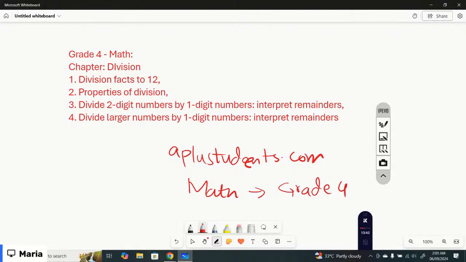We're going to start with the chapter division, and the lessons we are going to cover today are division facts to 12, properties of division, divide two-digit numbers by one-digit numbers, interpret remainders, divide larger numbers by one-digit numbers, interpret remainders. So please make sure you have your notebook and pencil so that you can note down the important examples and definitions as well.